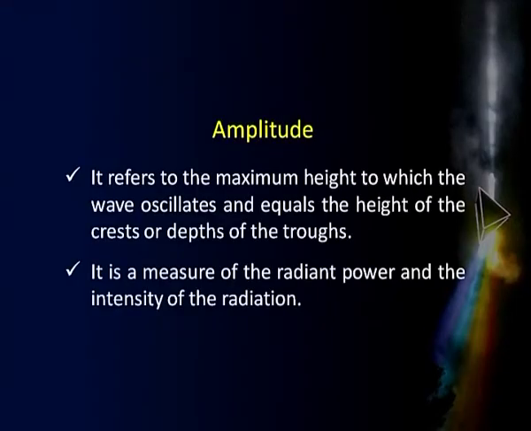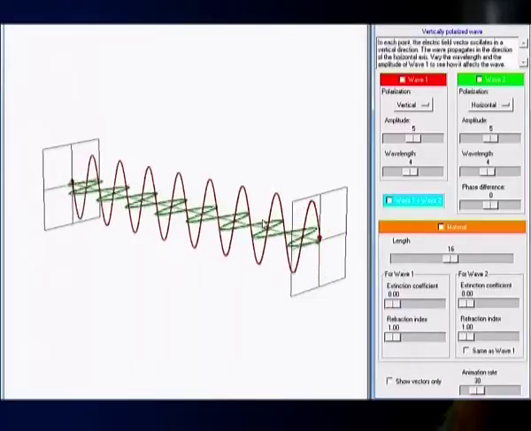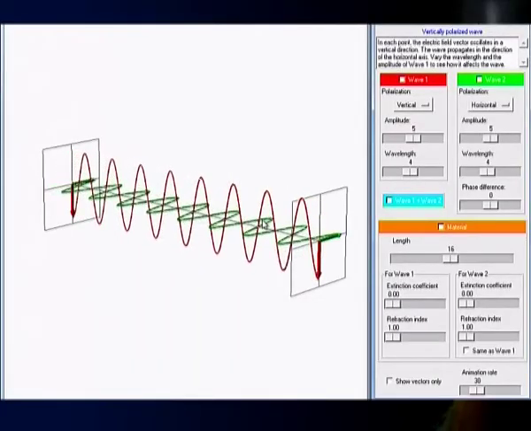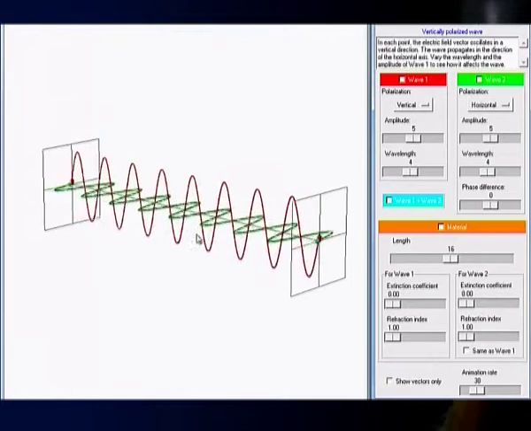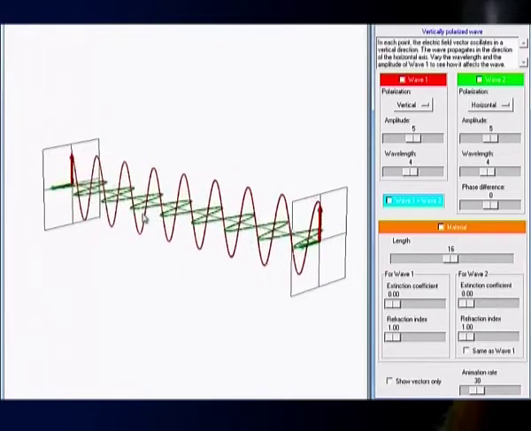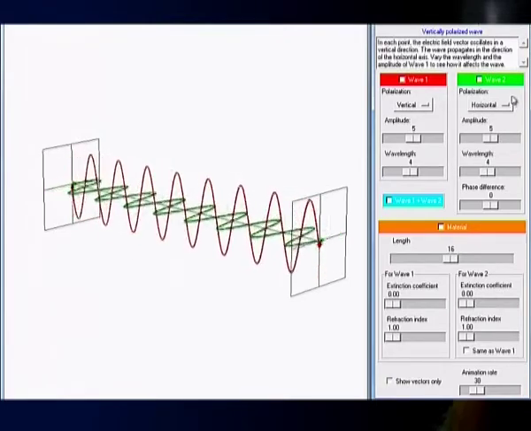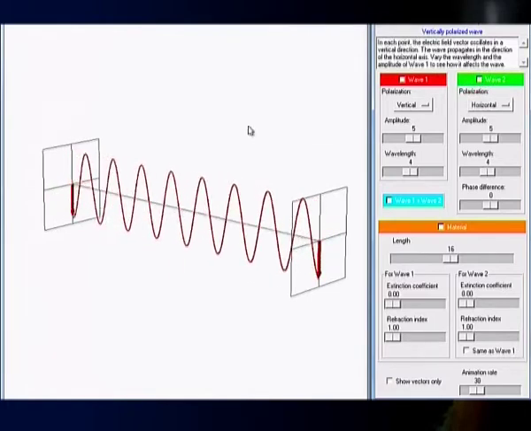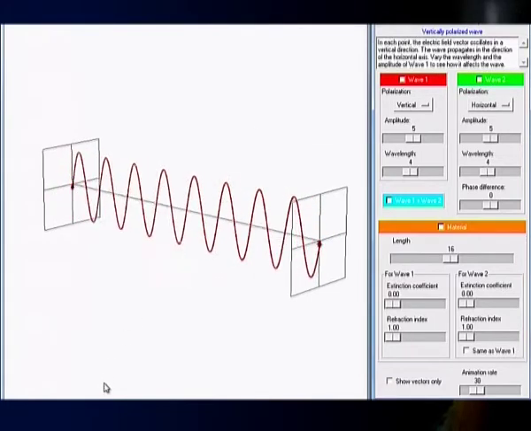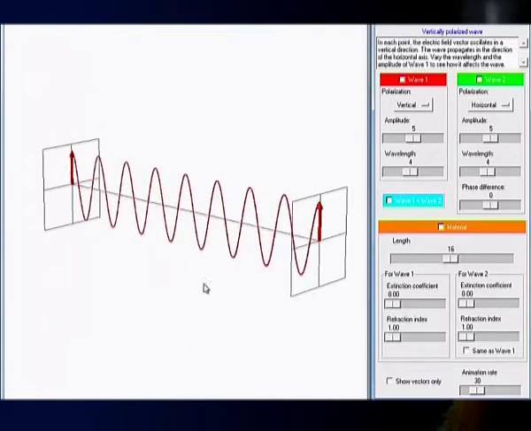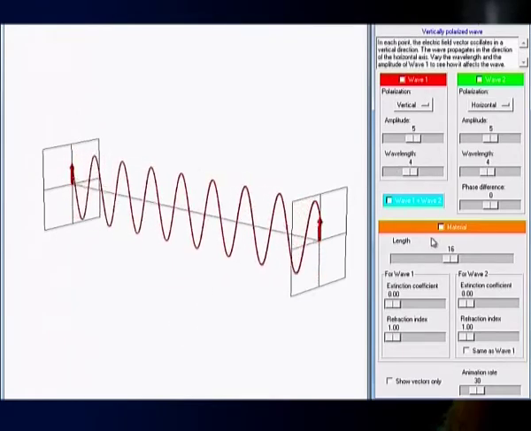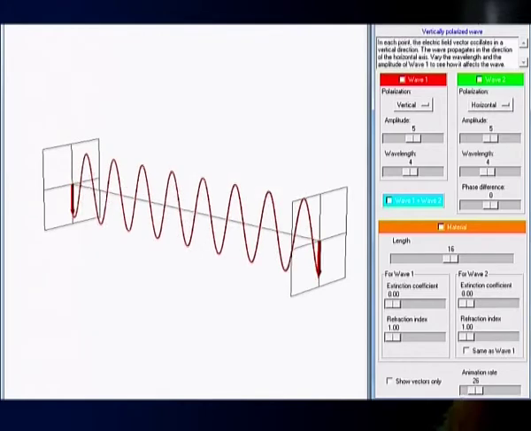So, this is the meaning of amplitude, and it is a measure of radiant power and the intensity of the radiation. Let us again have a look at that animation I referred to. What we see here is the same EM radiation I showed you earlier. Let me put off one of the components, the magnetic component, and also slow it down a little.